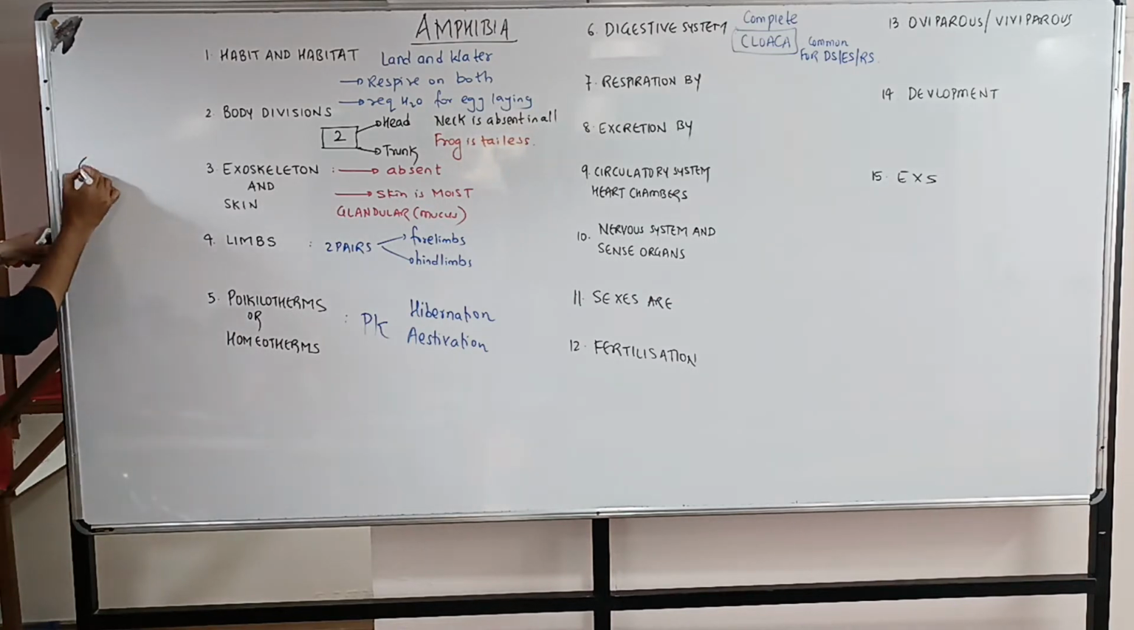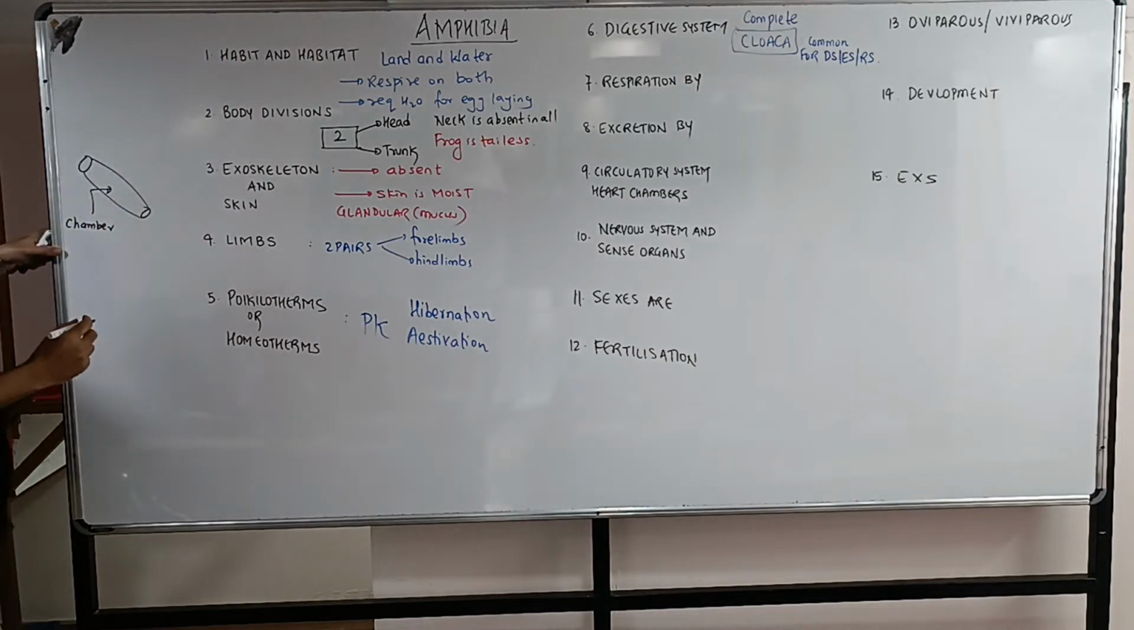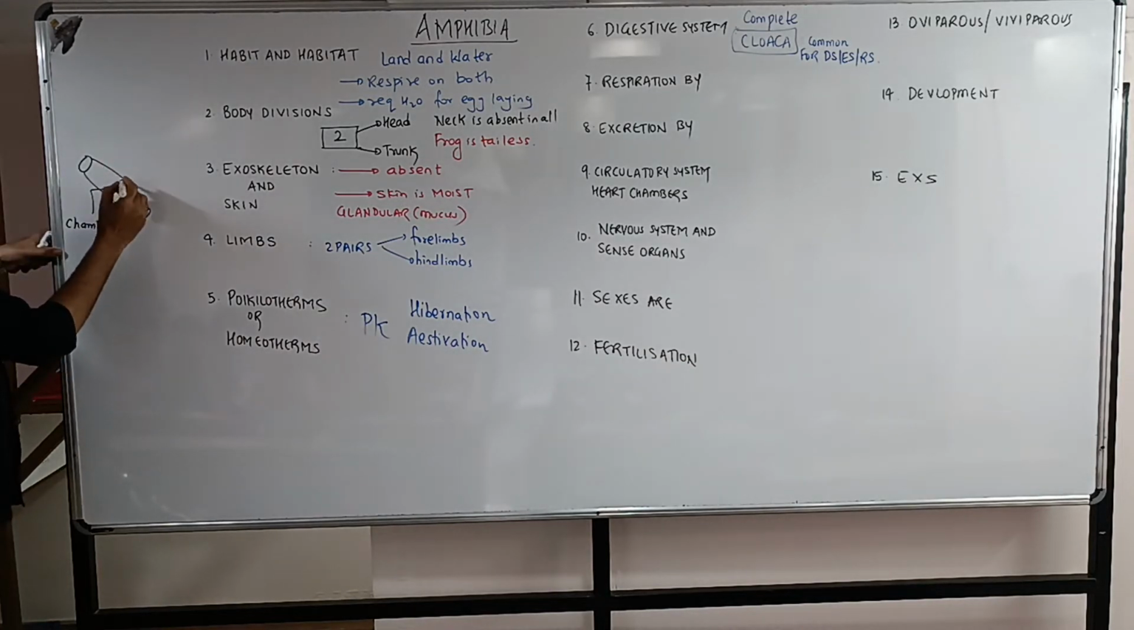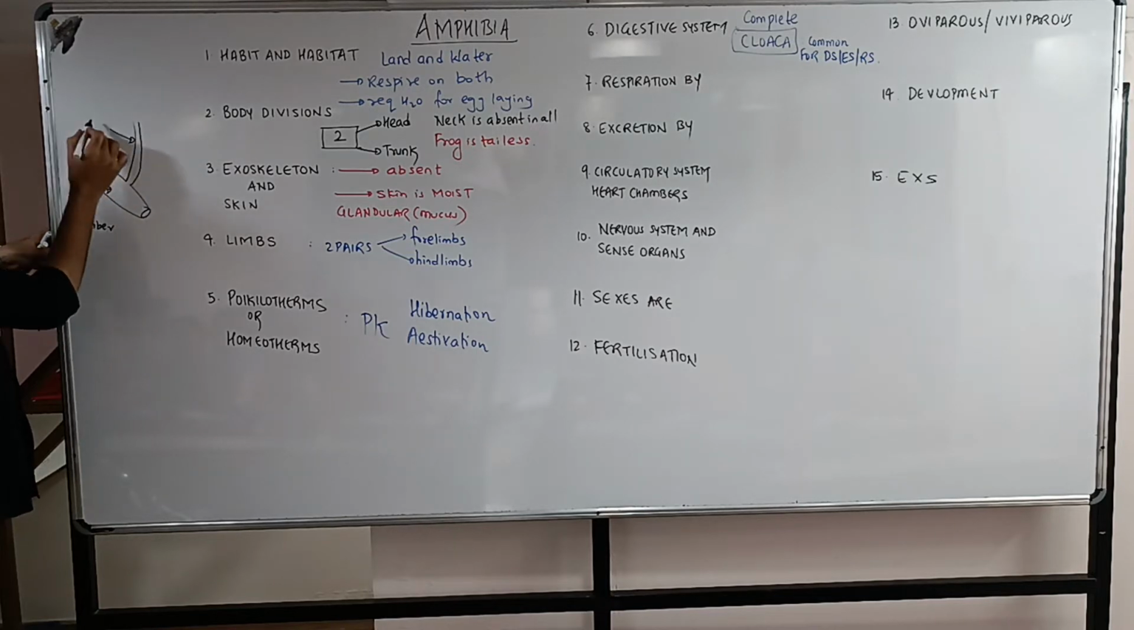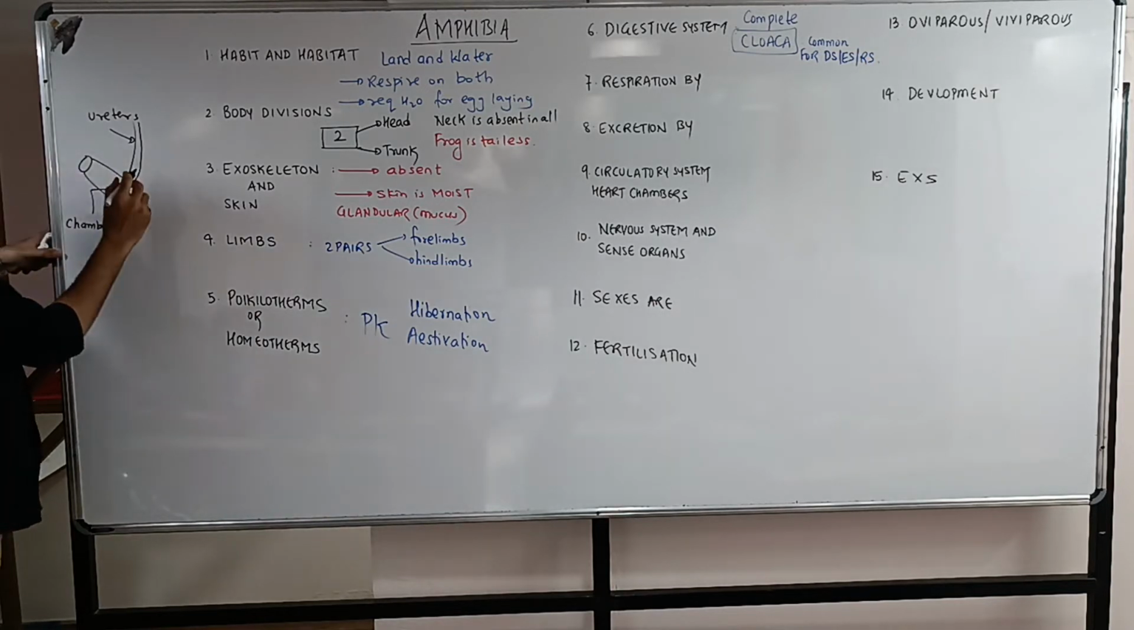So look at this. This is a cloacal chamber. Here what can open? Ureters. What will ureters carry? Urine. Got it? So it's a female one.